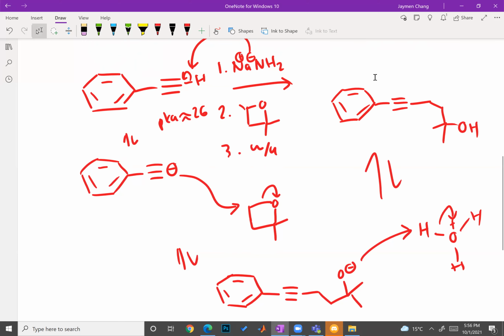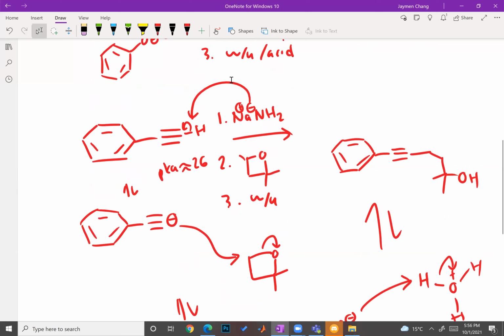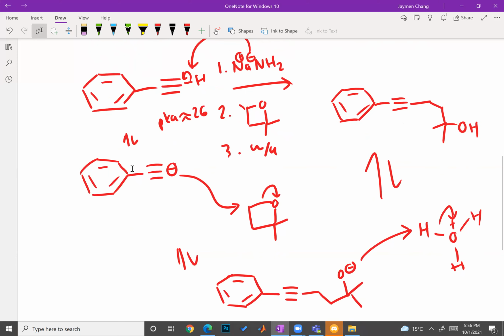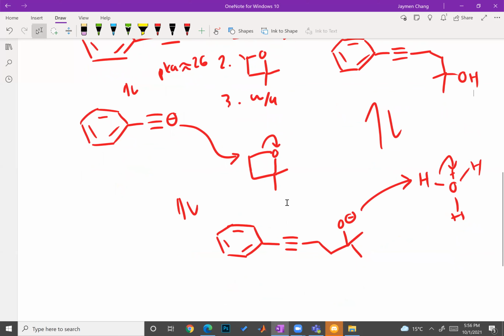So whenever we're drawing a mechanism, SN2 is quite simple. Normally we form some sort of nucleophile by doing an acid-base reaction, so deprotonation. And then the nucleophile is going to attack the electrophile in some way. And then if we need a workup, we'll do a workup, which will just neutralize things.